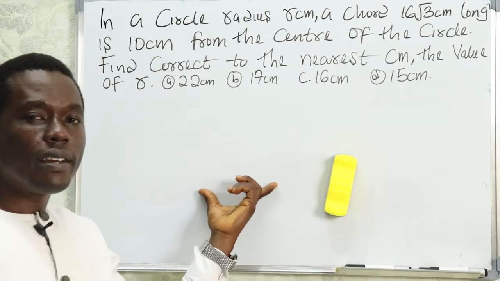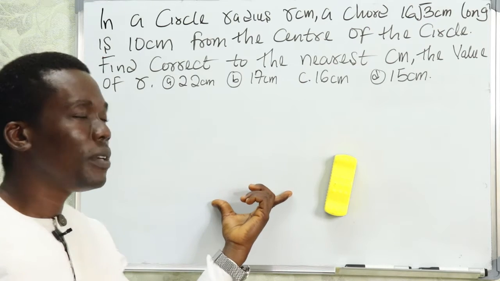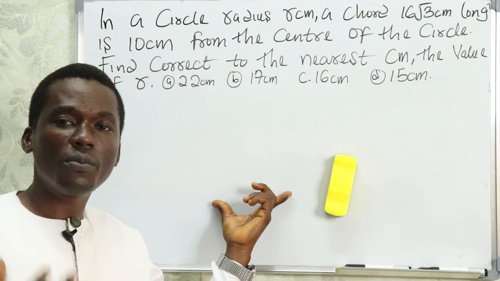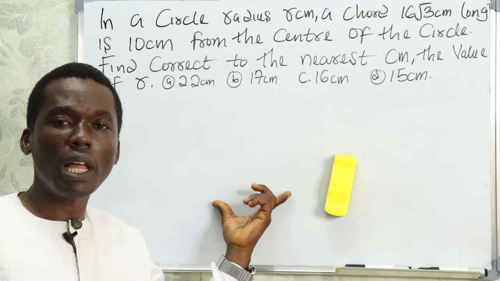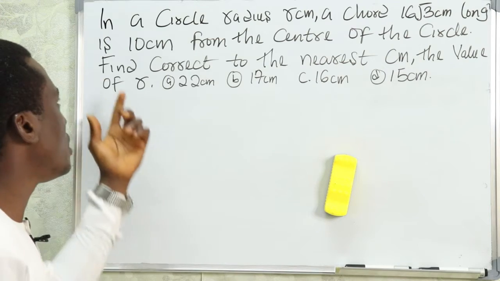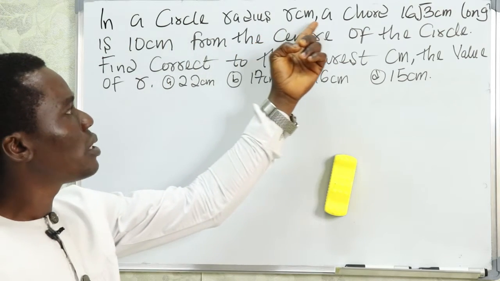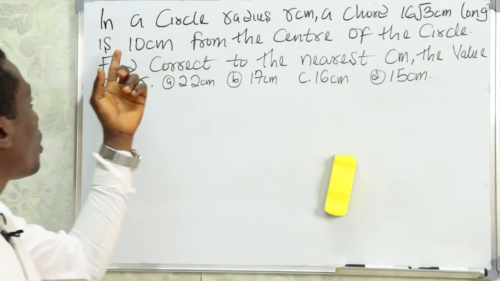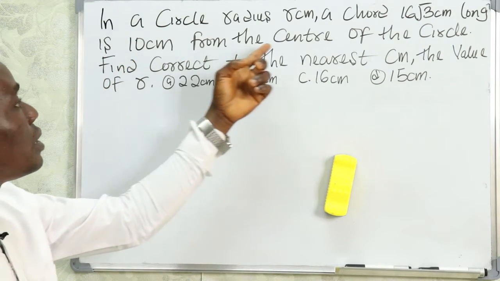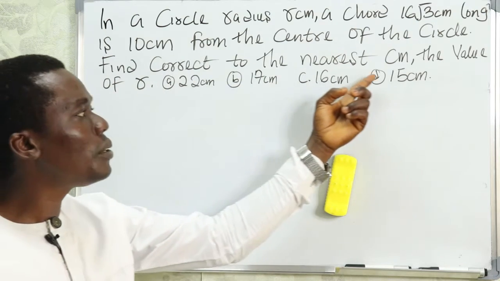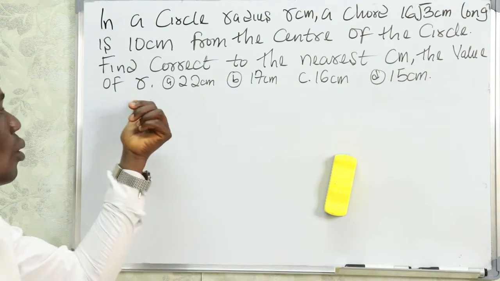This is a very good example of questions you are given under the chord of a circle, and you are required to find the radius of that circle. Now, how do you go about solving this? In a circle of radius r centimeter, a chord 16 root 3 centimeter long is 10 centimeter from the center of the circle. You are asked to find, correct to the nearest centimeter, the value of what?